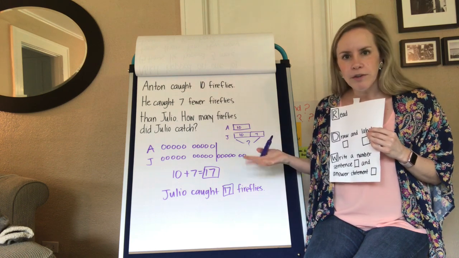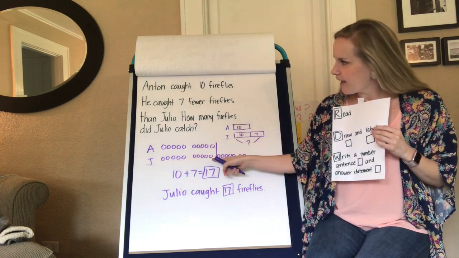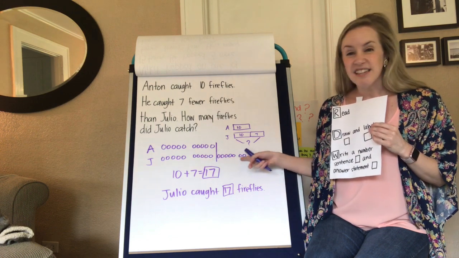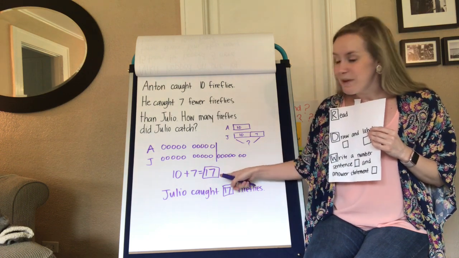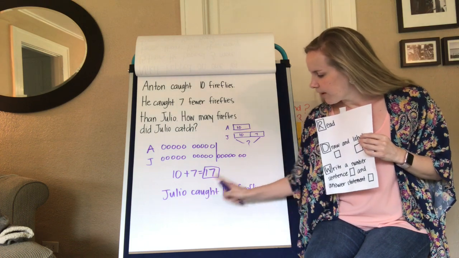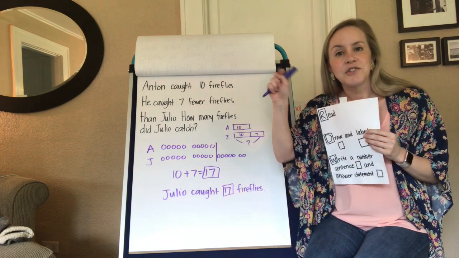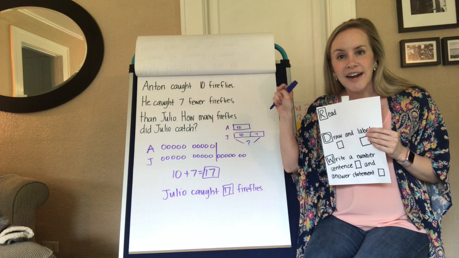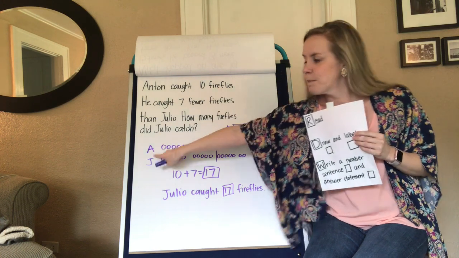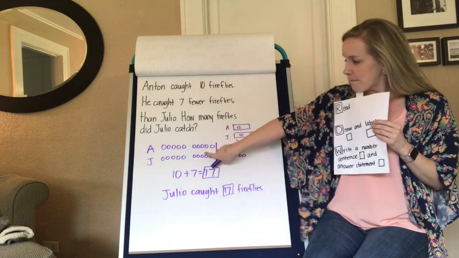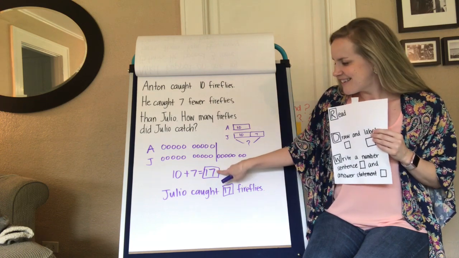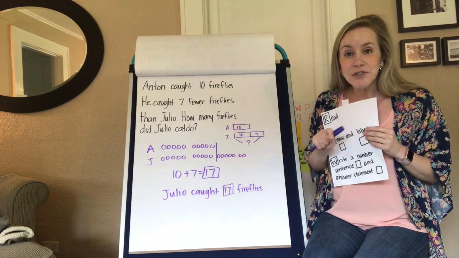How many fireflies did Julio catch? So to find how many Julio caught, we took our 10 that Anton caught and the 7 more to make 17. Julio caught 17 fireflies. Let's use your finding fingers. All right, find your labels. Find your drawing. Find your number sentence. Find your answer statement.